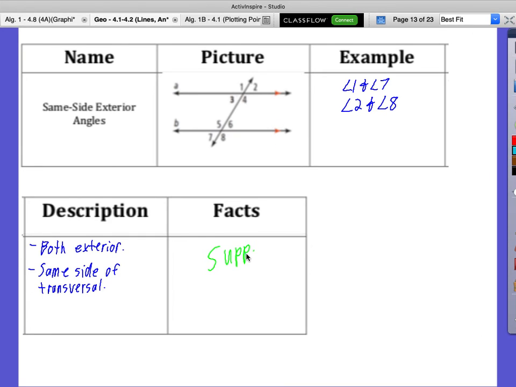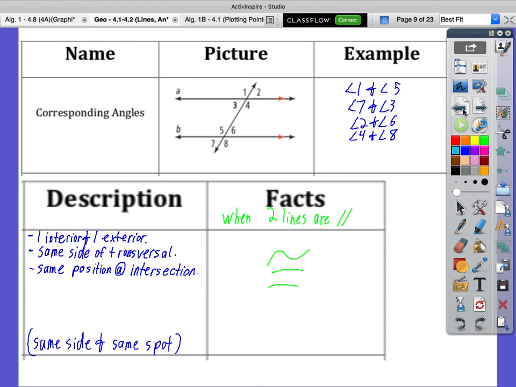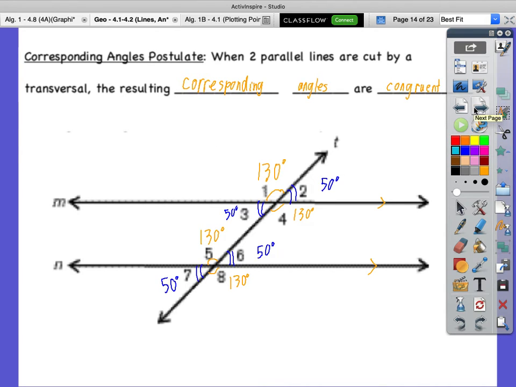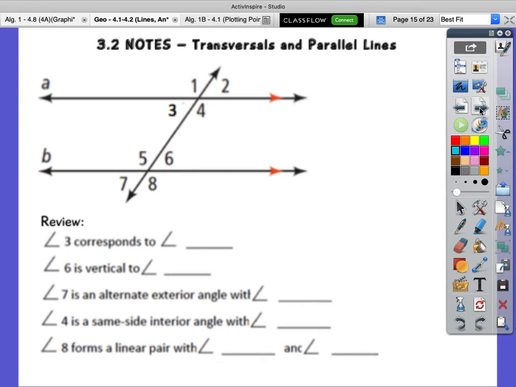The same side exterior and same side interior angles are supplementary. And then our other three, alternate exterior, alternate interior, and corresponding angles would all then be congruent, only when those lines are parallel. We had that corresponding angles postulate. If I found one angle, and I knew these corresponding angles were congruent and the lines are parallel, we could find all these other ones, which is how we came up with those different angle relationships at the end of class 2 days ago.